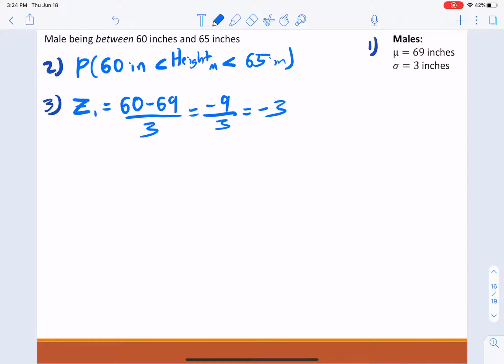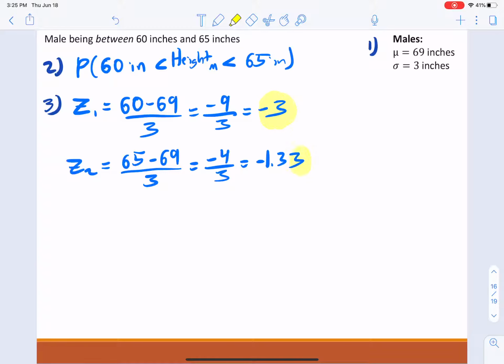Okay, and then we'll do the same thing. So we're going to have two z-scores in this case. So 65 minus 69 divided by 3. That's, what is that, negative 4 over 3. And I think that's negative 1.33 repeating. But let me check. I don't want to give you a wrong answer. Yeah, I was right. So 1.33 repeating. Again, we'll just round it off to two decimals. It doesn't really matter. Okay, so those are our two z-scores now. Easy enough, right?